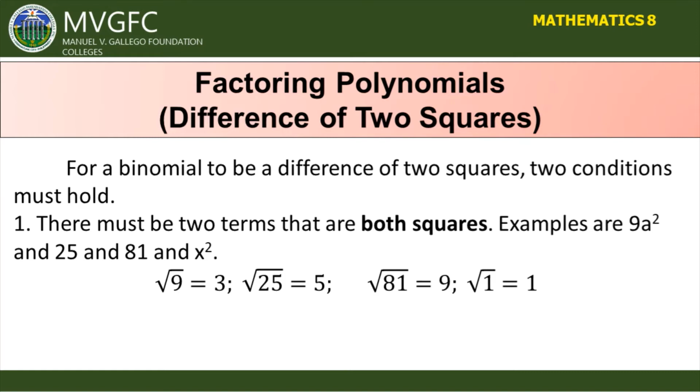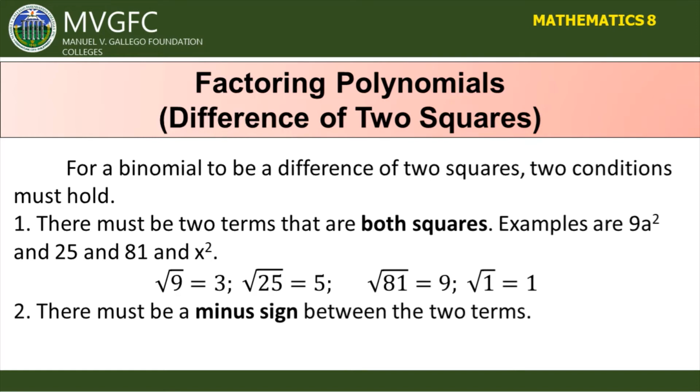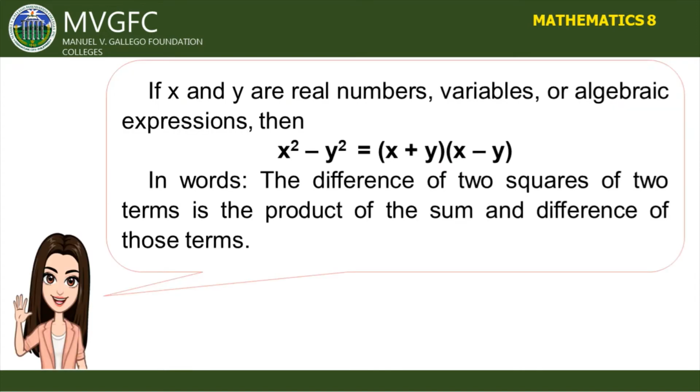And same goes with the square root of 1. Why the square root of 1? Because we have here x squared, and even though you can't see the 1, there's actually a 1 there. So the square root of 1 is simply 1 because 1 times 1 is equal to 1. The second condition is that there must be a minus sign between the two terms.